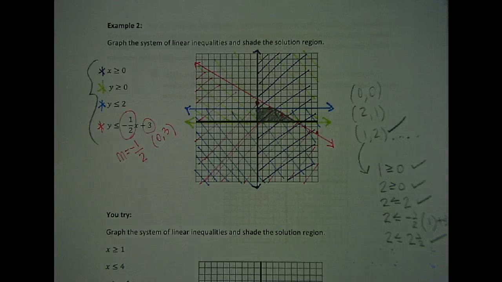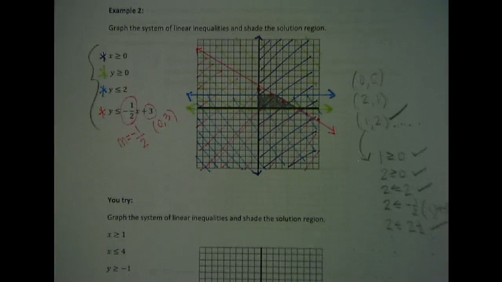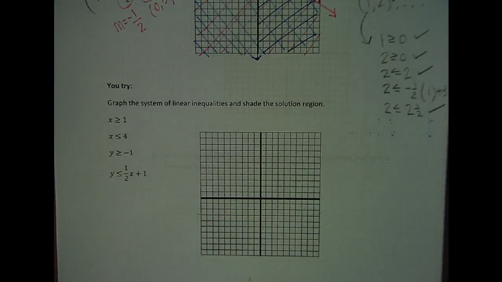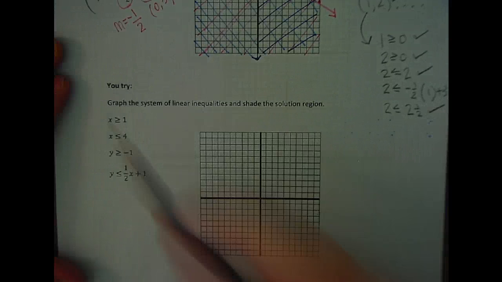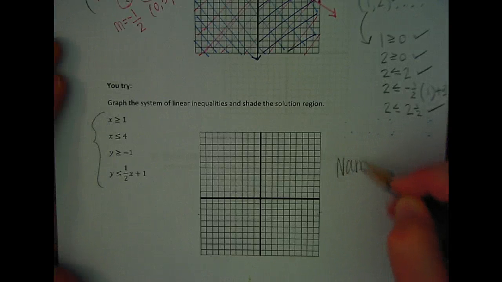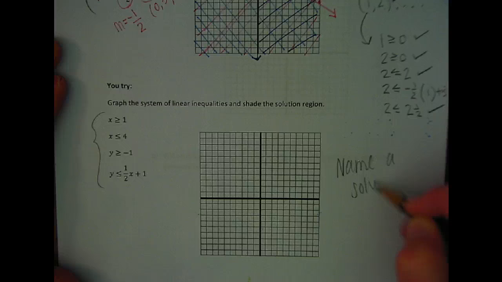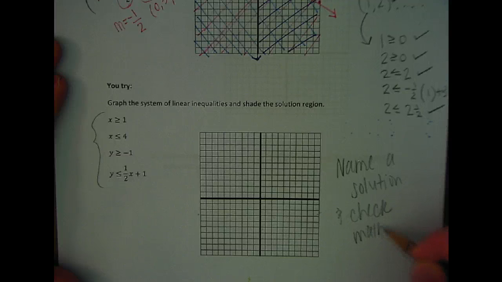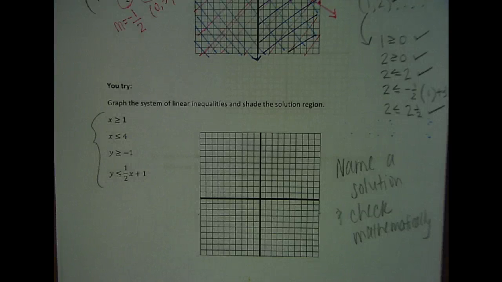Okay? I would like for you to pause the video, and I want you, using the last one that we did as a model, to graph this system of inequalities with multiple colors, shade your solution region, and then I want you to name a solution and check it mathematically. So go ahead and pause your video, graph the system, shade the region, and then name a solution and check it mathematically.